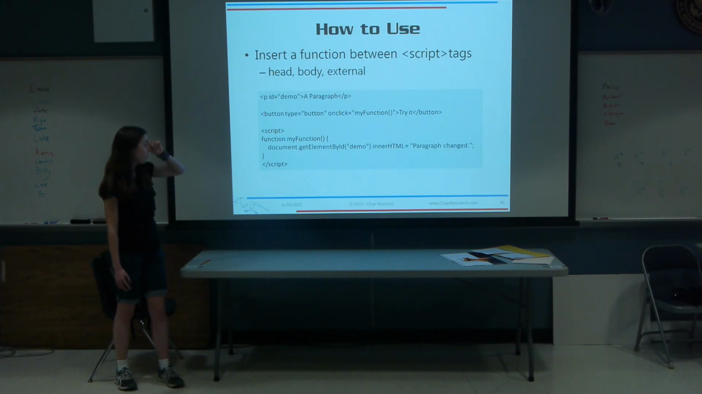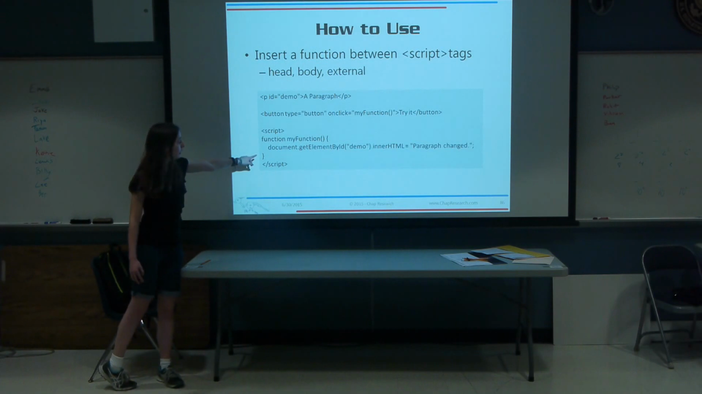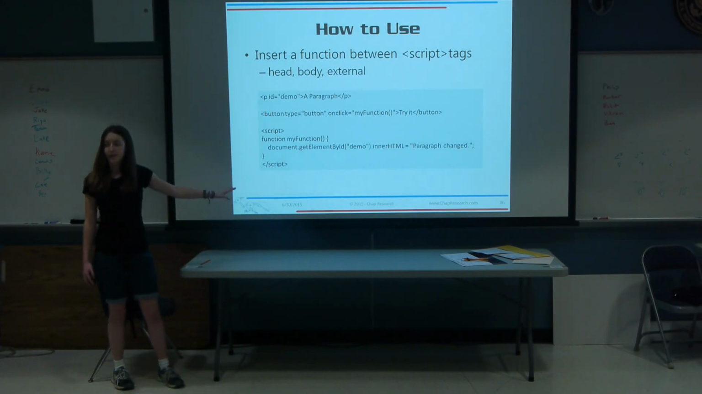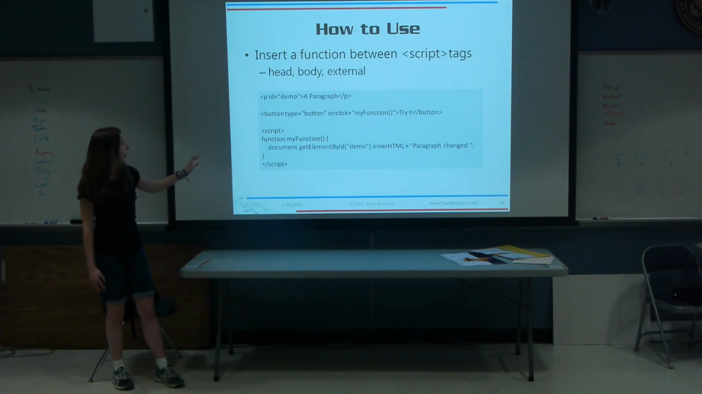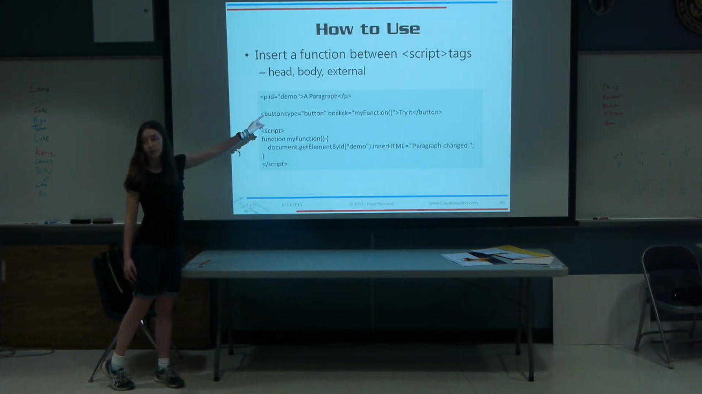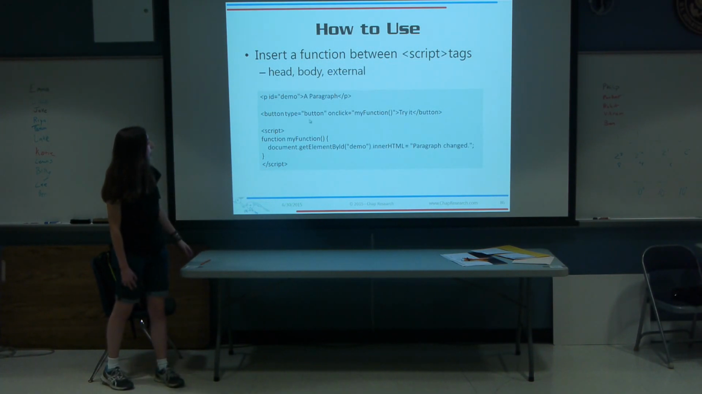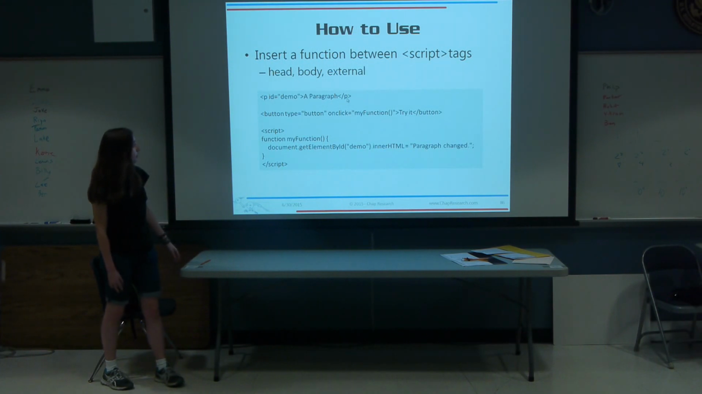Okay, so you have a paragraph. It's referenced by demo, and then down here, document refers to the current HTML document. And so then getElementById demo is just how you pick this paragraph to be doing stuff on. And then dot innerHTML refers to this part here. It's inner because it's between these two tags.